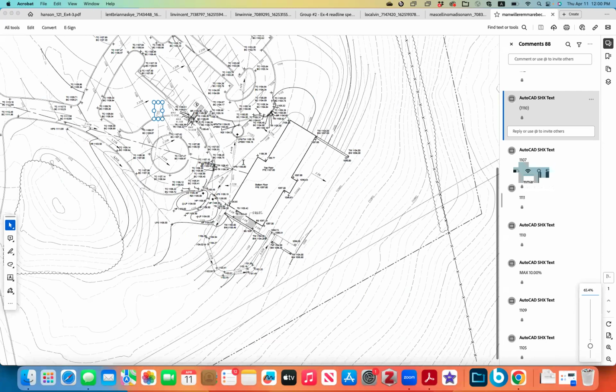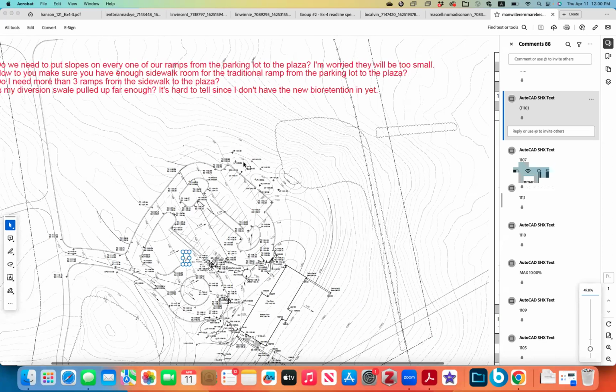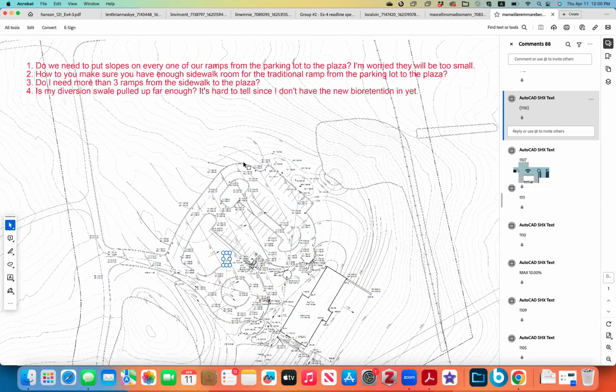Make sure there's sidewalk room for the ramps, we talked through that one. More than 3 ramps from the sidewalk, you need 2 of them at least. Well, 1, 2, 3. You designed this one, and I think it's worth doing because you have a sidewalk over here. Let's just put a ramp in the middle.